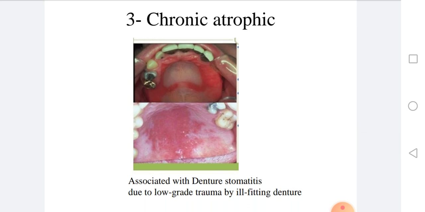Number three, chronic atrophic. This is associated with denture stomatitis. The ill-fitting denture causes low-grade trauma to the oral mucosa, and the trauma will facilitate the overgrowth of Candida albicans.